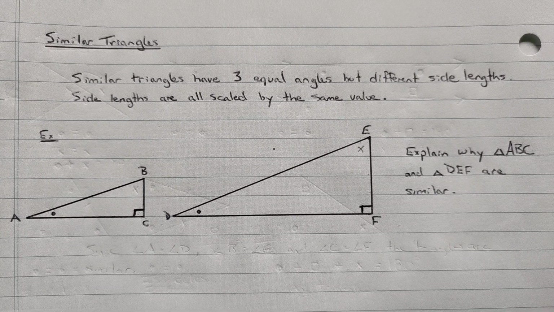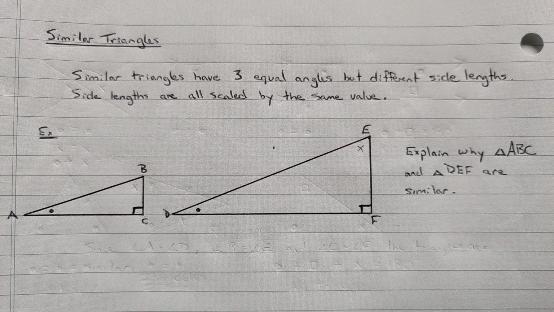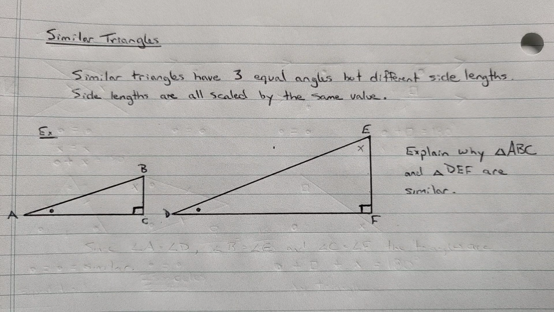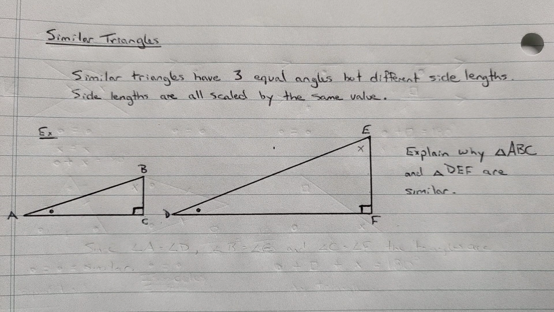What we're going to look at here is similar triangles. Similar triangles are triangles where the 3 angles in those triangles are the same, but the side lengths are different. It doesn't matter what the side lengths are, as long as the 3 angles are the same, then we have similar triangles. The side lengths are all scaled by the same value though. And we'll explain what that means in a moment.